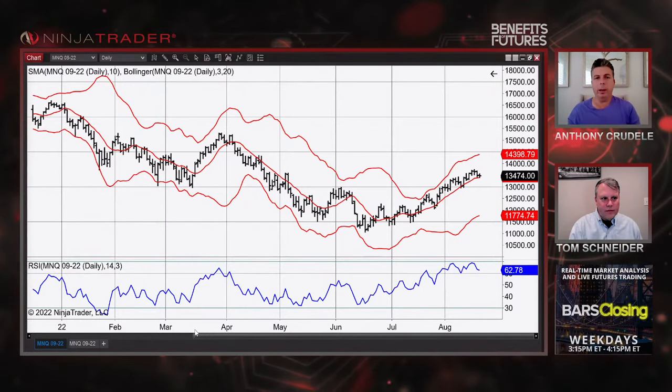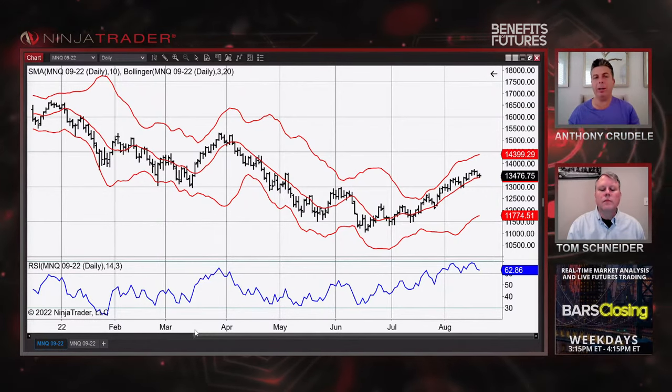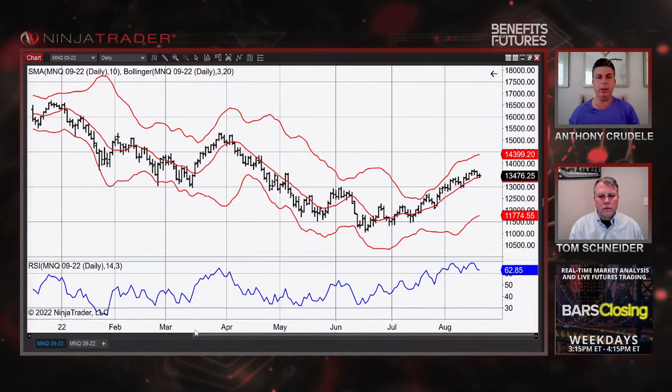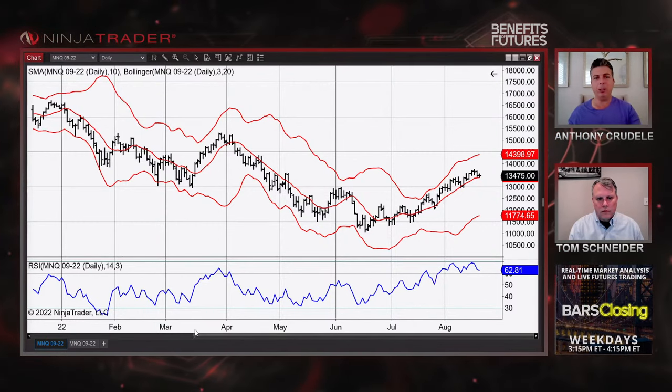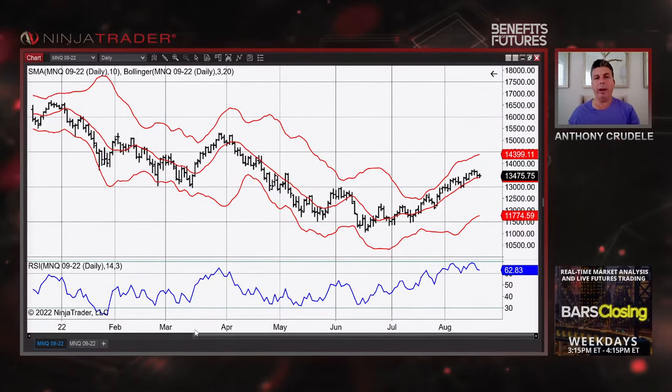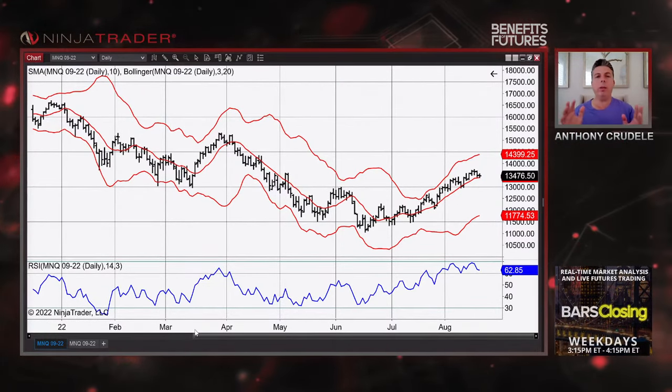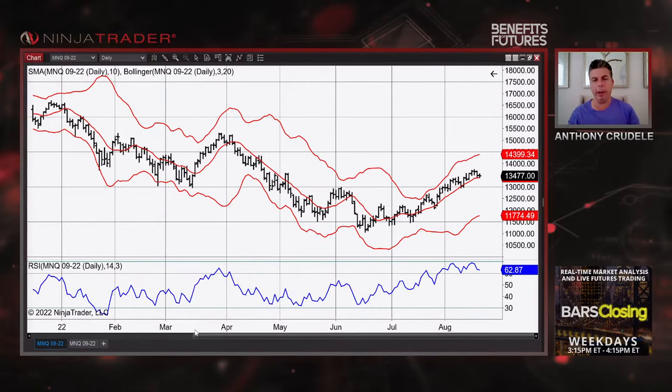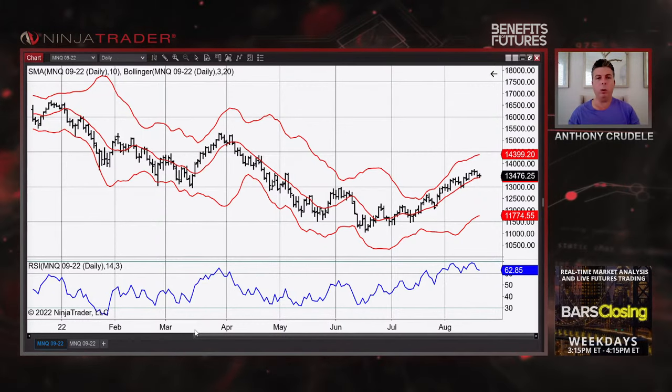And I use the micro NASDAQ here. It's the futures market I trade the most. So I just like using it because I pretty much can follow along with everything I've done this whole year and go over how I've identified an environment. And the one thing that I look for when I'm looking at Bollinger Bands is this. So what do we have in front of us?